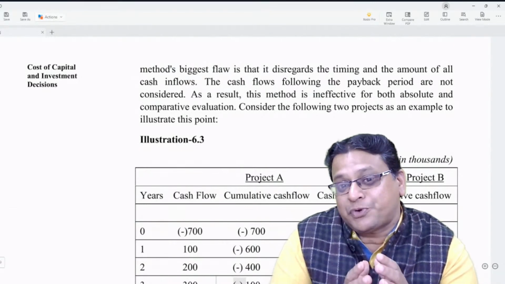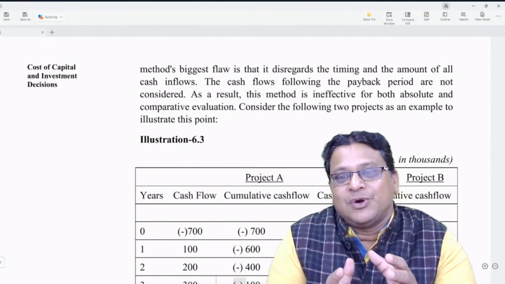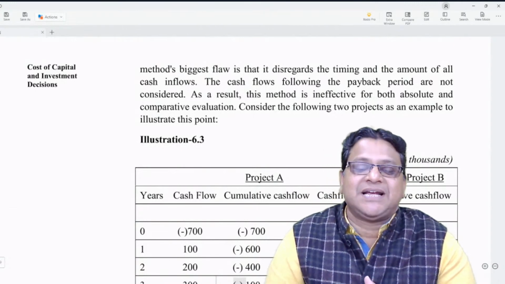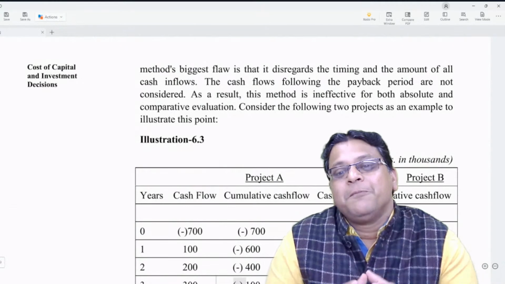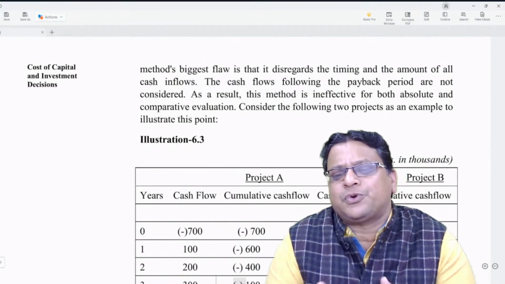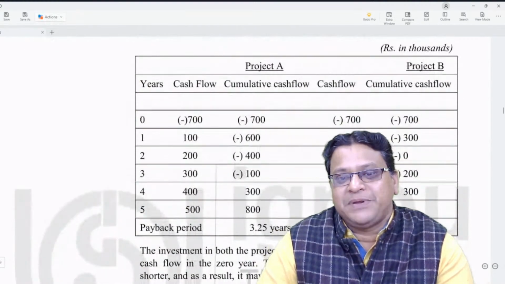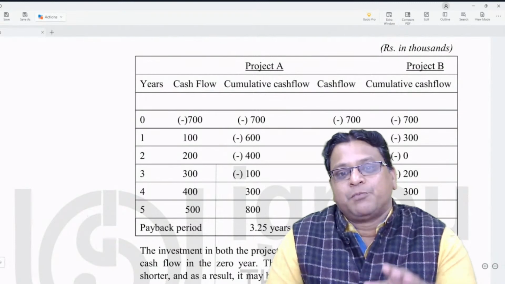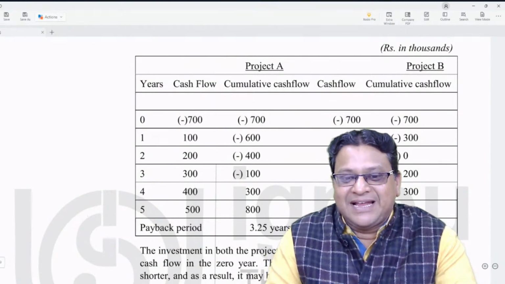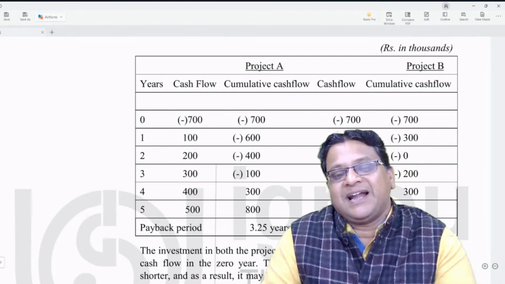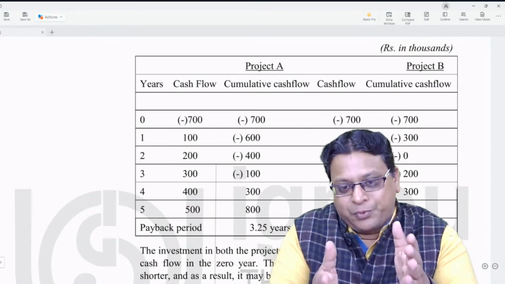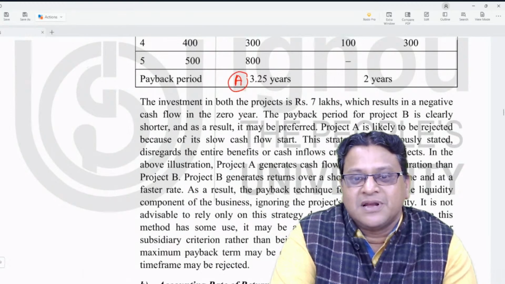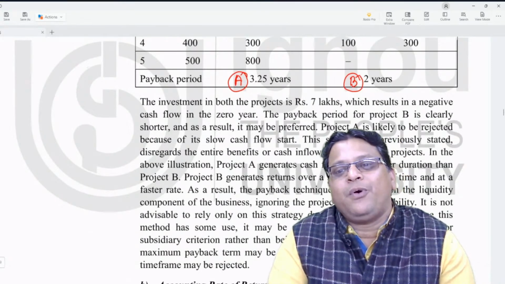I will accept only those projects whose calculated payback, with expected inflows and outflows, is less than the desired payback. That is the decision criteria under the payback period method. Let's take an example. Suppose I have two projects in hand, project A and project B. I have estimated the inflows and outflows of these two projects and calculated the payback period of each. In project A, the payback period is 3.25 years. And in project B, it is 2 years.